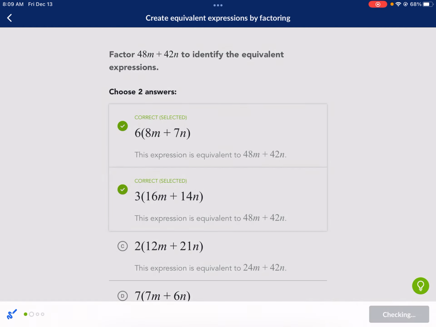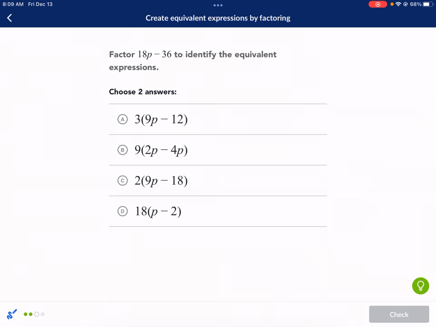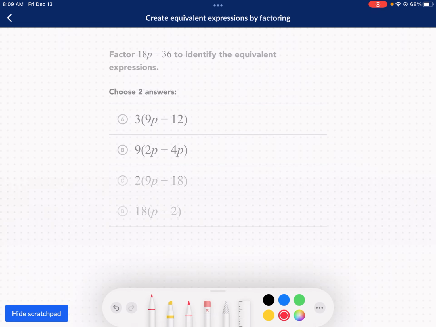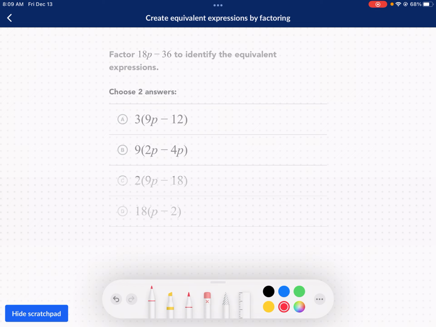There we go. All right, let's move a little bit quicker here. We have two answers again. We have 18p minus 36. So we need to factor out the greatest common factor. Luckily, these ones are a little bit easier. So we have 36, and honestly, I'm just going to do this because that's how I would do it normally. So 2, 9, 3, 6, and that's good.